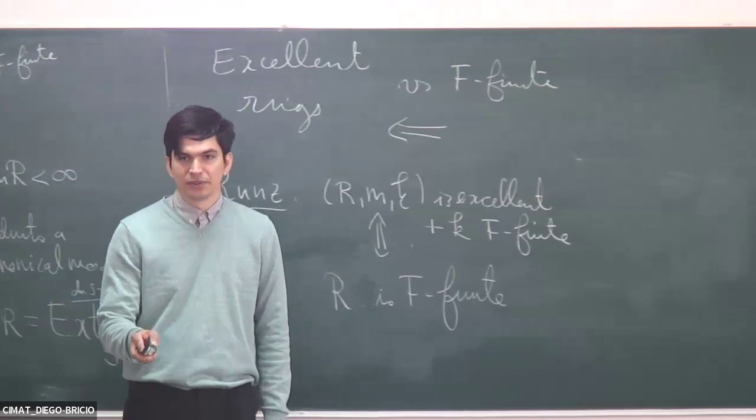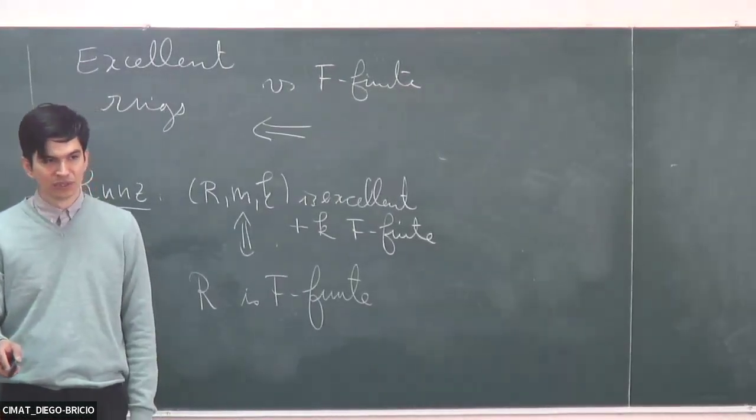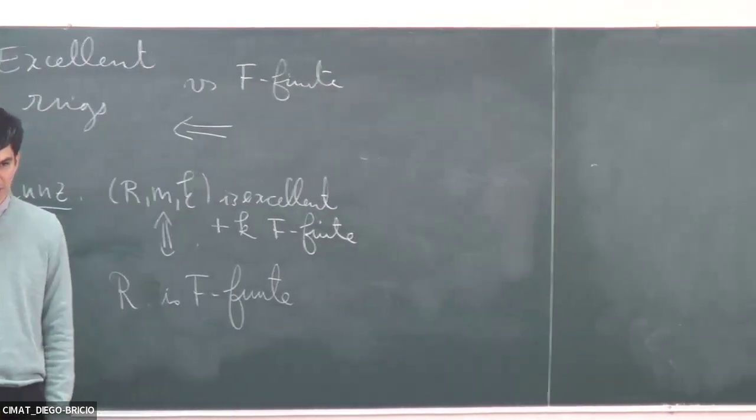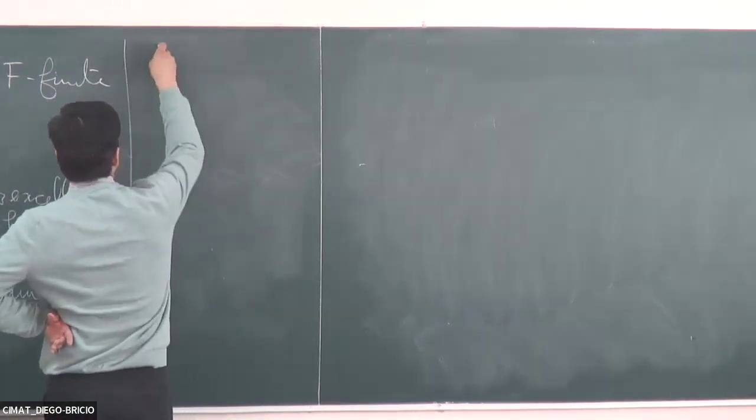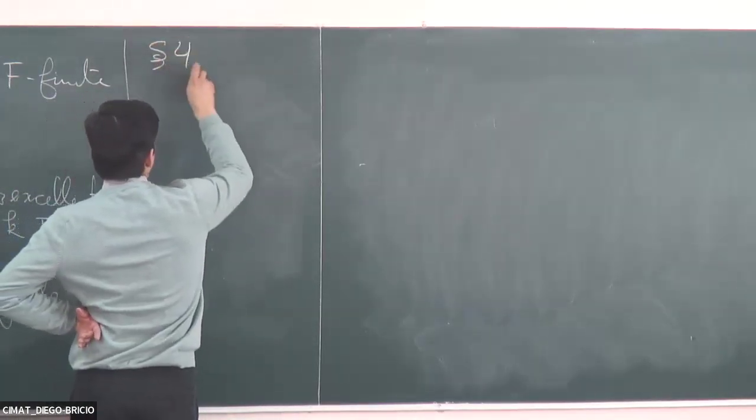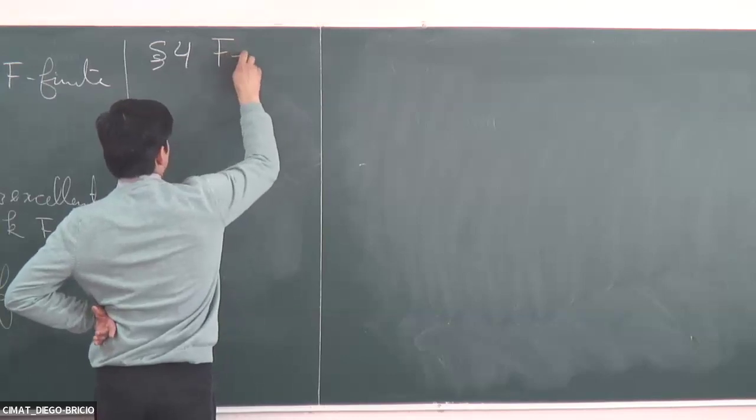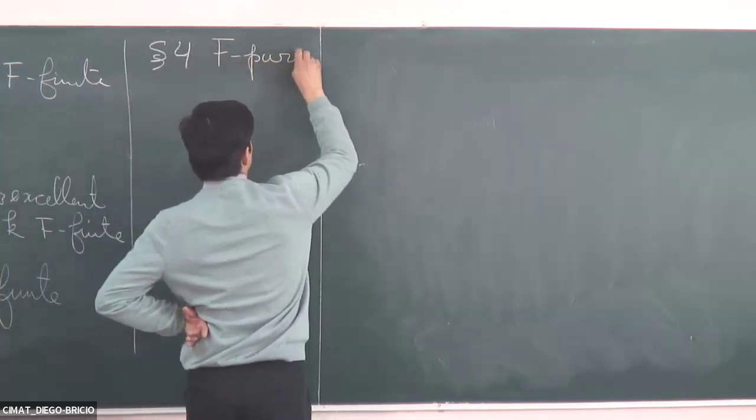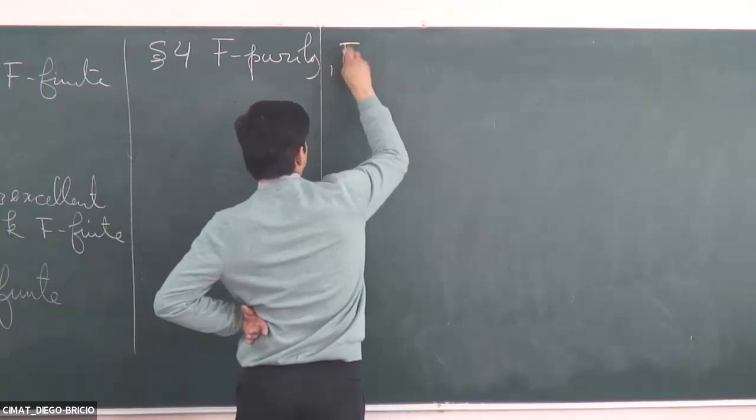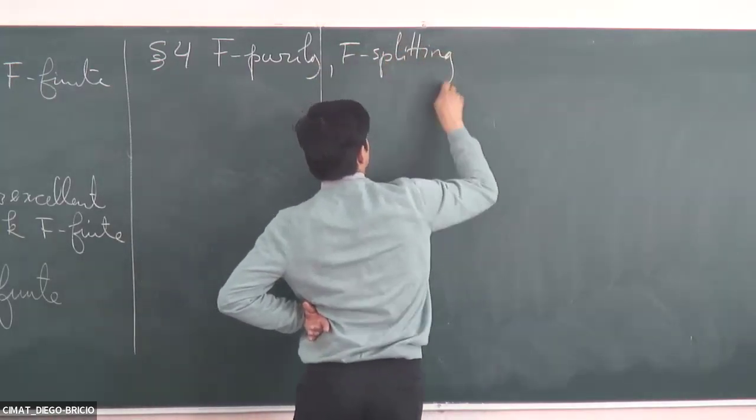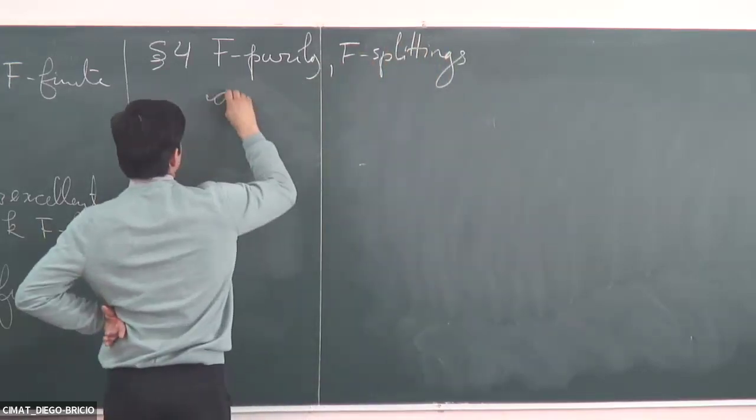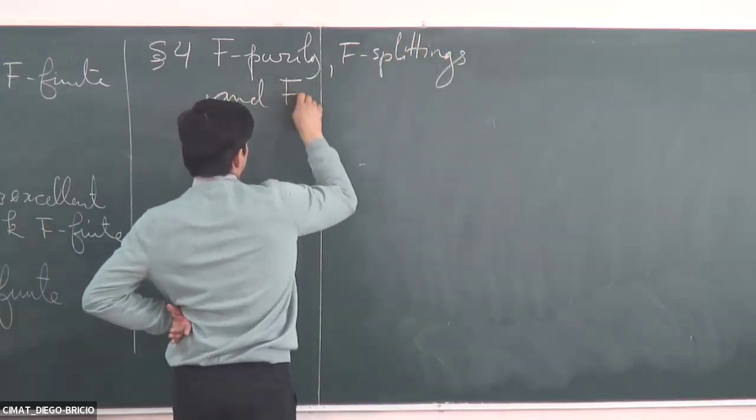And so now it's time to move on and introduce our first notion of singularity. Today we're going to start with section 4, and it's going to be about F-purity, F-splitting, and F-pure thresholds.